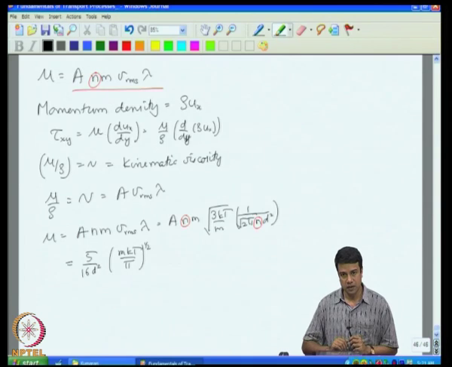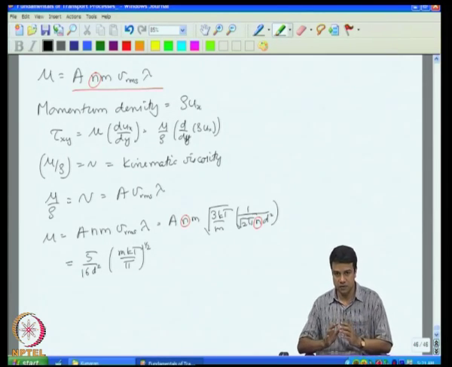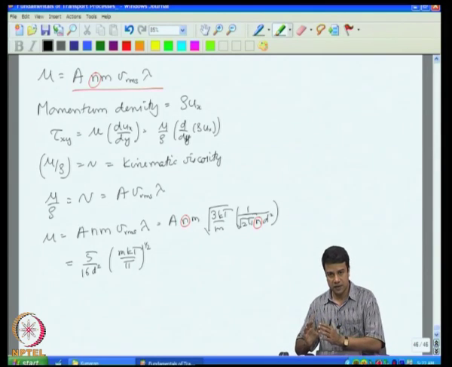If you recall, when we did the diffusion equation, many lectures ago, I had said that the flux of a quantity can be expressed as the diffusion coefficient times the gradient of the density of that quantity per unit volume. Flux of mass is equal to mass diffusion coefficient times the gradient in the density of mass, or the concentration.